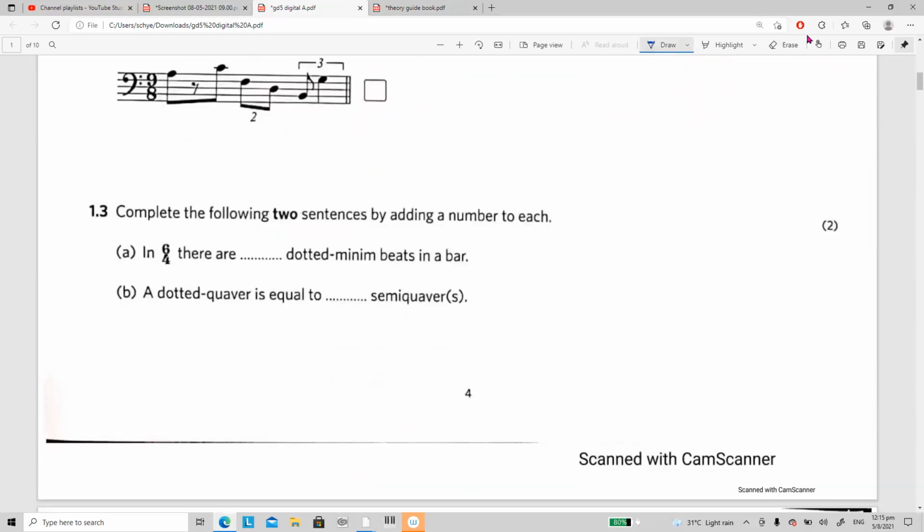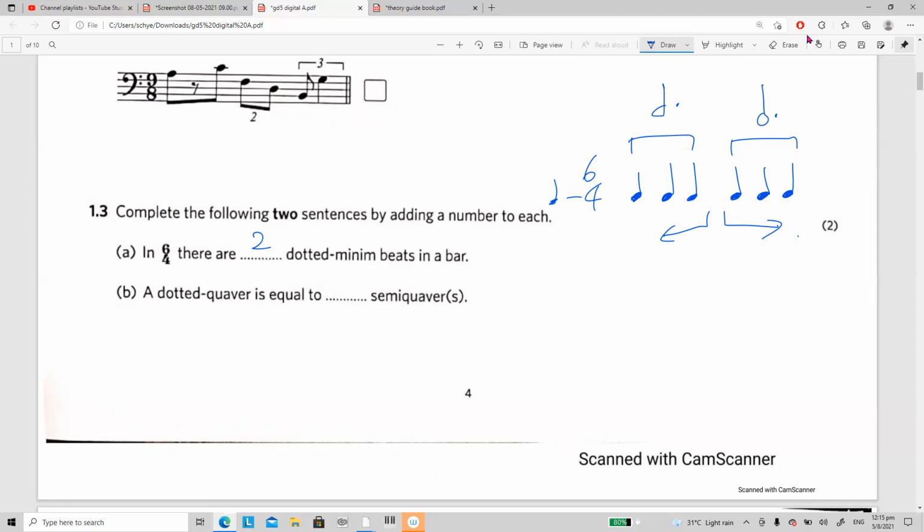Okay, in 6/4, how many dotted minim beats are there in a bar? So 6/4 means 6 groups of crotchets. 4 represents crotchet. So 1 crotchet, 2 crotchets, 3 crotchets for the first half. Second half, another 3 crotchets: 1, 2, 3. So the first group of 3 crotchets is 1 dotted minim. The second half of 3 crotchets is also another dotted minim. So in total we have 2 dotted minim beats in a bar.